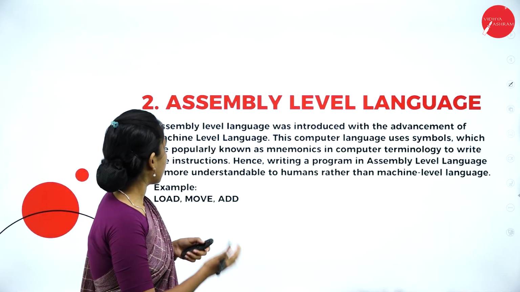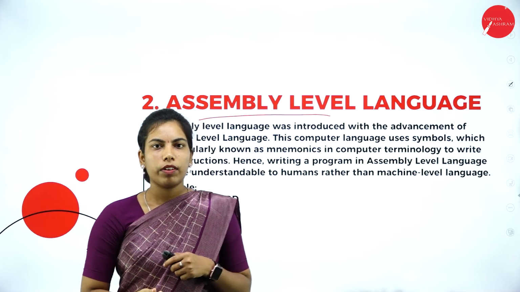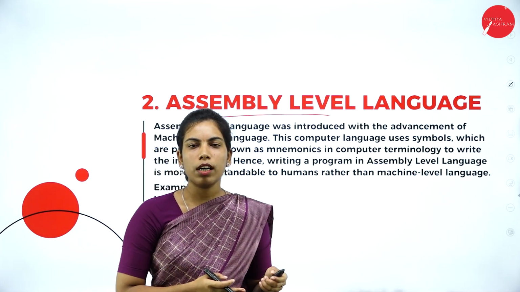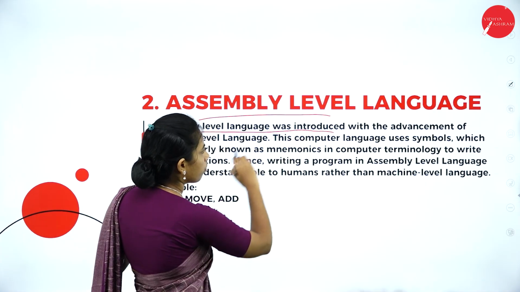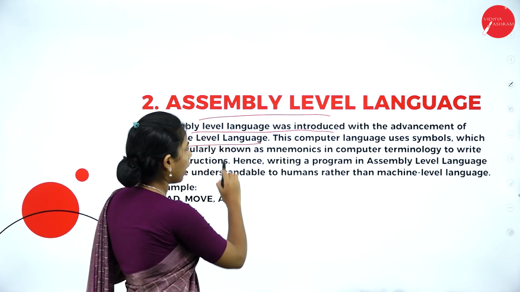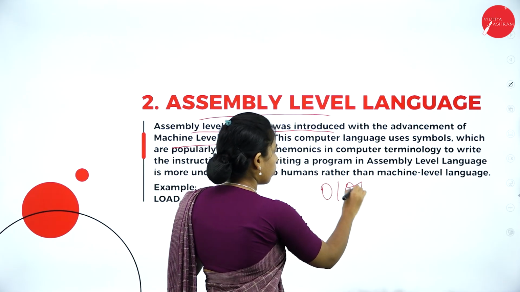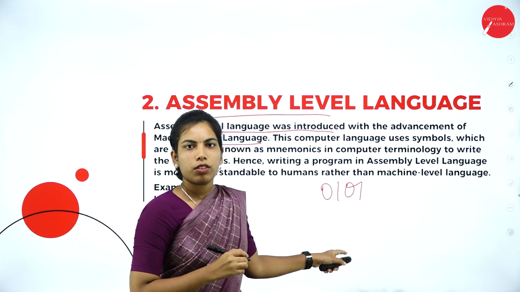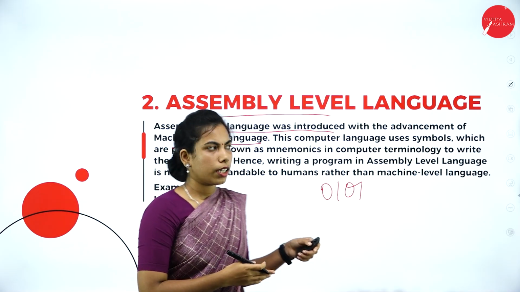So let's do the second type, that is assembly level language. Assembly level language is also called a low level language. It was introduced with the advancement of machine level language. If the machine can understand only zeros and ones, this is not understood by humans, right? So after that only, assembly language came into existence.